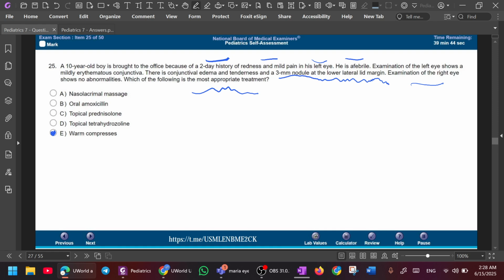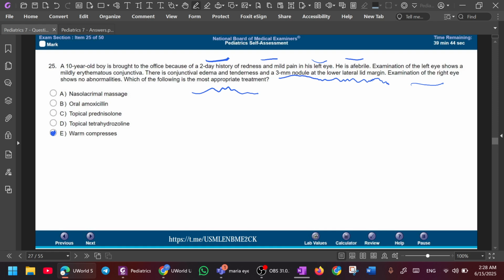A hordeolum may progress to preseptal cellulitis, which is characterized by diffuse redness, warmth, and edema of the preseptal soft tissues. The underlying cause is obstruction of the oil gland orifice with subsequent accumulation of sebaceous material and overgrowth of the skin flora, most commonly with staph species. The meibomian glands or the glands of Zeis and Moll may be affected.